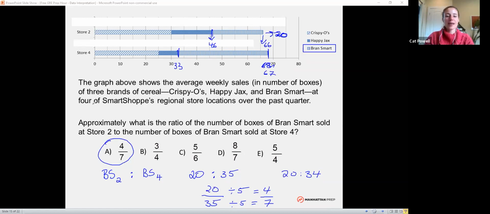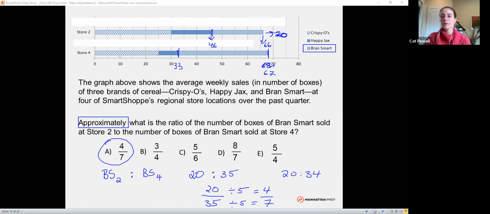Yeah, nice. This question starts off with the word approximately, so I know there's a little bit of wiggle room here. If I get 20 to 34, and they're almost both multiples of 5, then I'll just say, okay, let me revise my estimation. So we sometimes have to tweak a little bit, particularly with graphs like this, where it's hard to read them totally precisely, so that we get something we can reduce.